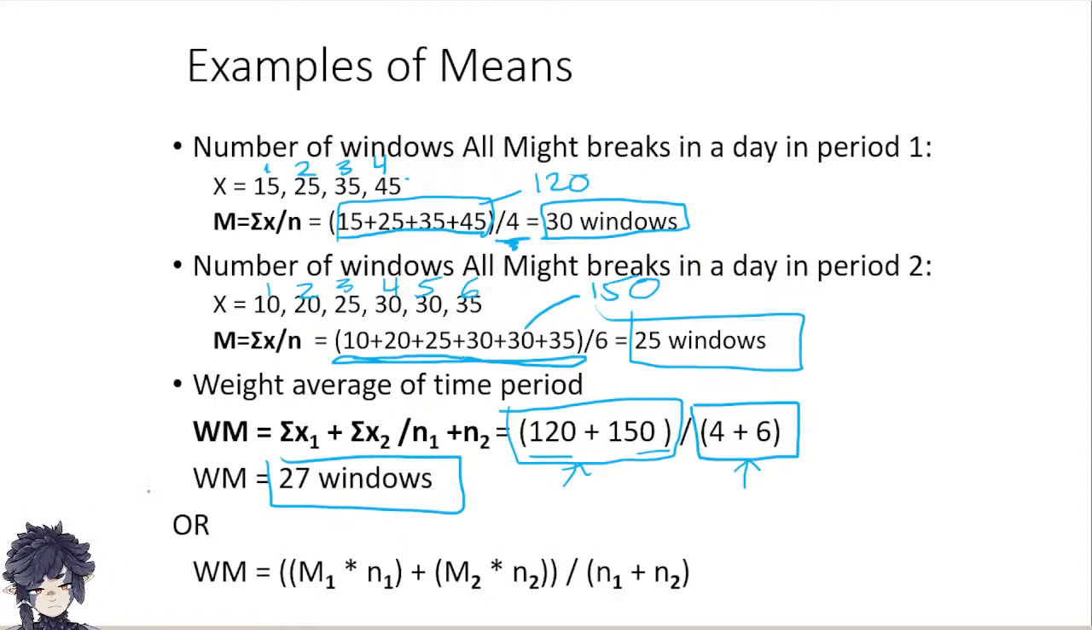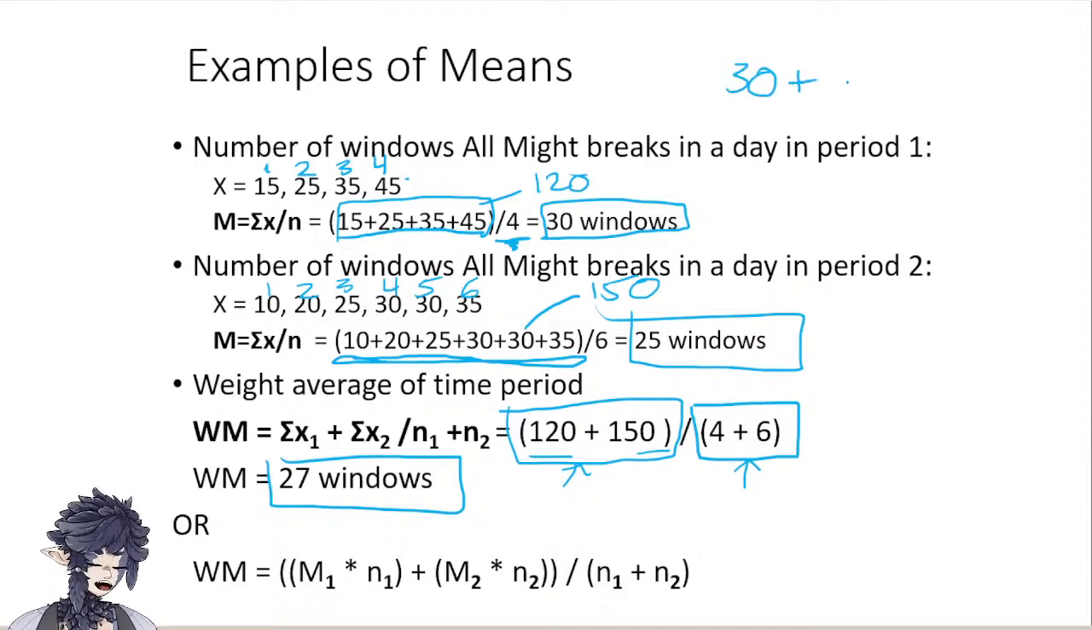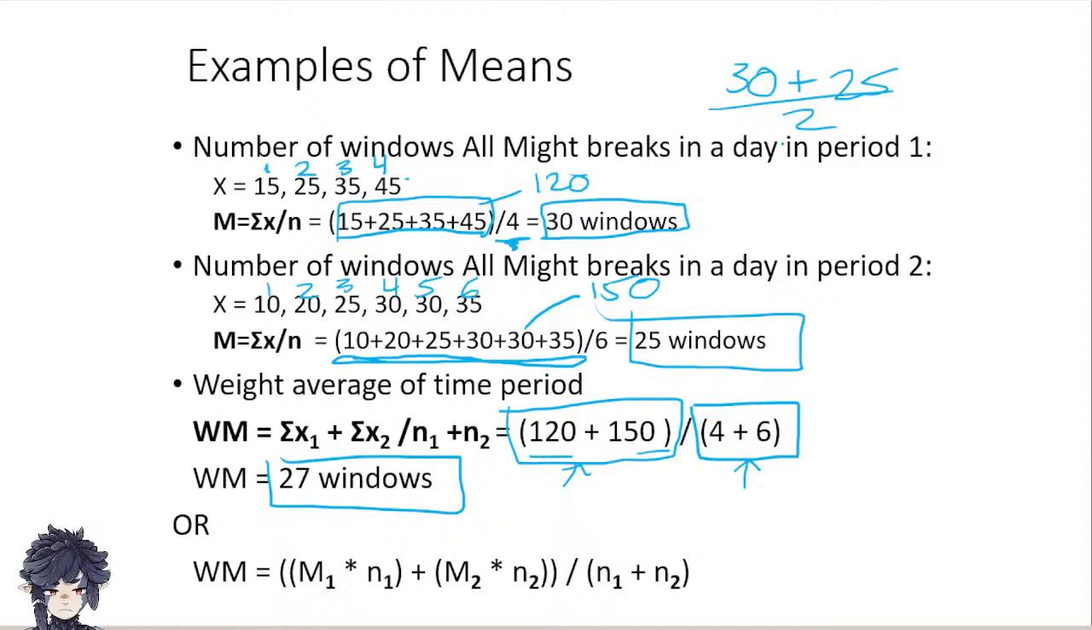And you can also write the formula for weighted average like this, but why would you? That looks so much more complicated and intimidating. Now you might be wondering, why don't we just take the 30 windows in time period 1, add the 25 windows, and then divide that by 2? Why don't we just average the two means together that way? I mean, that's a reasonable way to do it. It's less work, probably. And the reason that we don't do it is something related to sampling error.